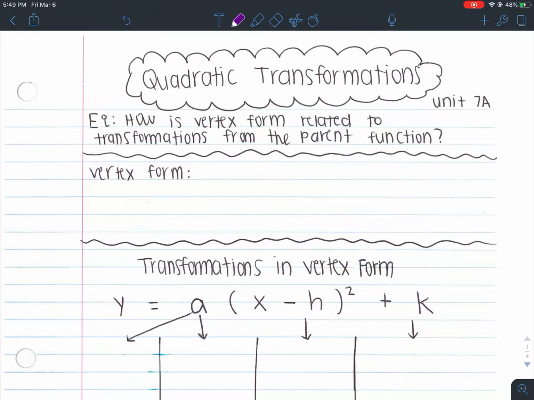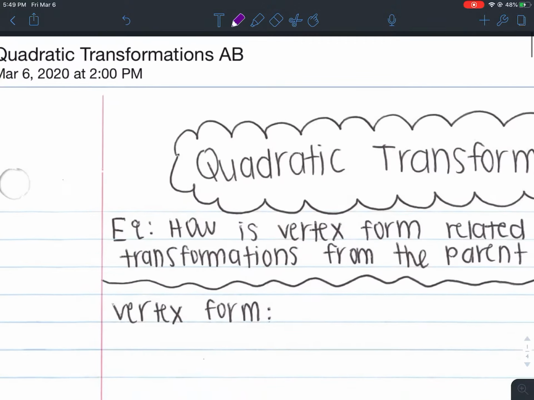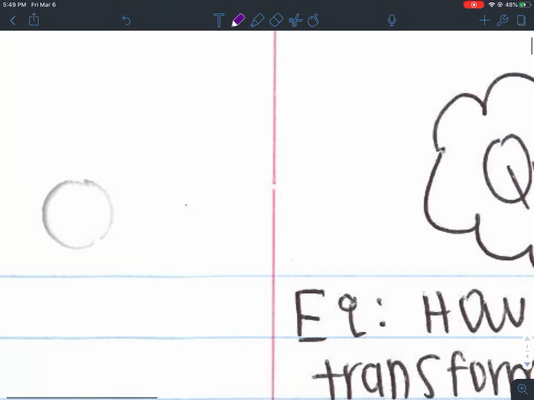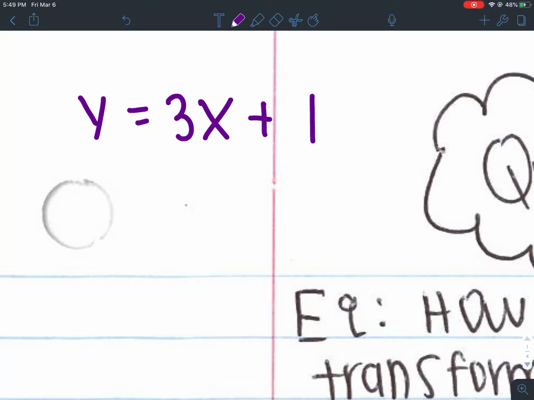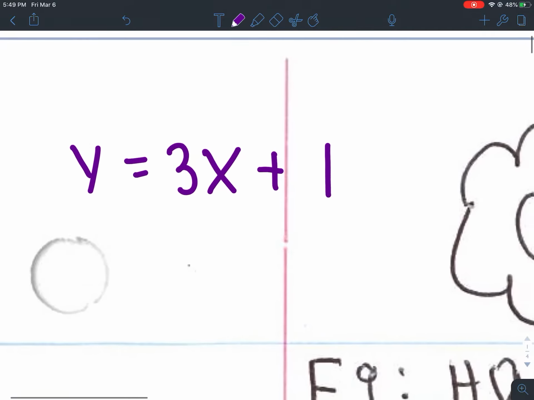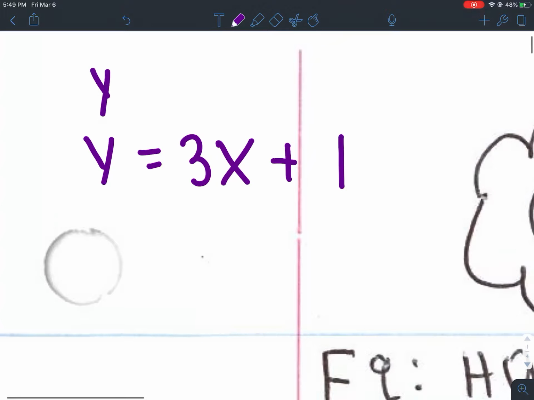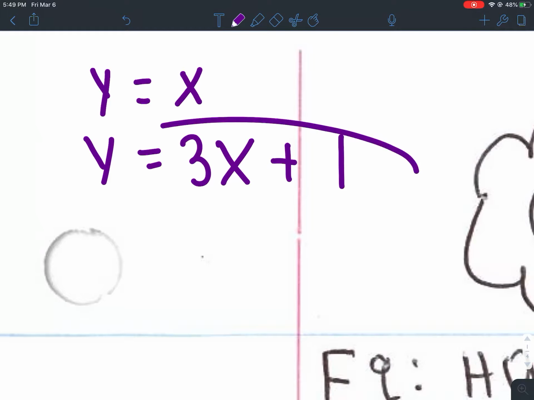Well, the parent function for any function is the most basic of that function. So for example, if I write this equation, y equals 3x plus 1, this is going to be a line because I have a slope and a y-intercept. But what's the most basic line I can create? That's going to be y equals x. I don't have any numbers, nothing fancy going on, right? That's the parent function. The parent is the original, and then all of the children come from it. So this would be a child of the parent function.